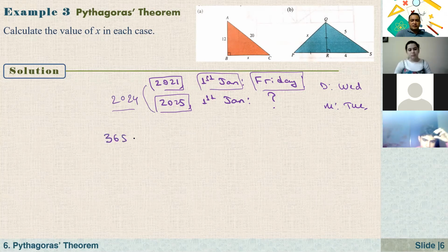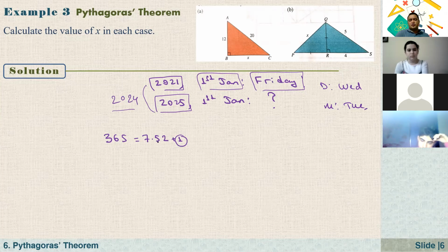We have 365 days. That's equal to 52 weeks times 7, plus a remainder of 1. So if the 1st of January is Friday this year, next year it will be Saturday, and the next year Sunday, as long as the current year is not a leap year.